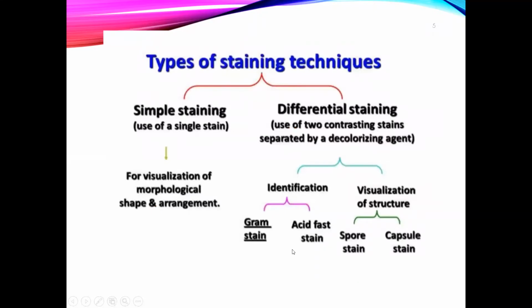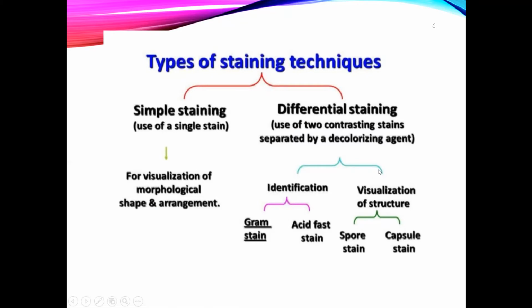So what are the types of staining techniques? Two types of staining technique are there. That is simple staining, which uses a single stain for visualization of morphological shape and arrangement of bacteria, and differential staining, which uses two contrasting stains separated by a decolorizing agent. That differentiates the bacteria, and this is used solely for identification.